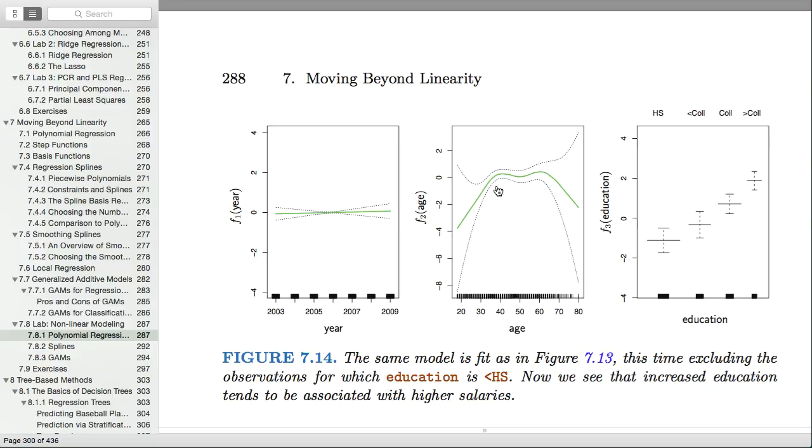Still not convincing for these. It's certainly not convincing for year, and similar for age. We get the same point that's raised for age, that wages tend to increase with age for a while and then dip.